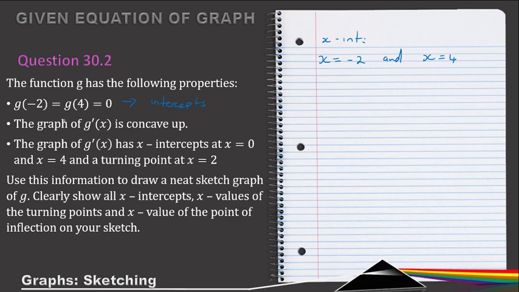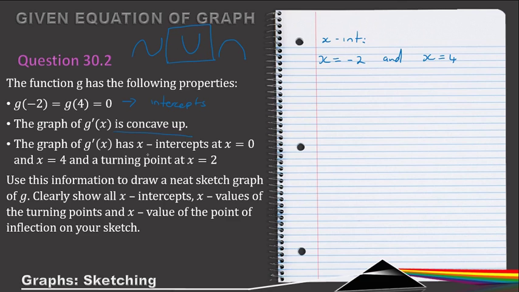Now, when we look at the graph of the first derivative, if I have a cubic graph and I find the first derivative, the graph of the first derivative is a quadratic graph. Always, the first derivative of a cubic function is a quadratic function. So it can either look like this or this. Now, in here they say the graph of the first derivative is concave up, meaning the graph of this is what the first derivative of our function would look like.